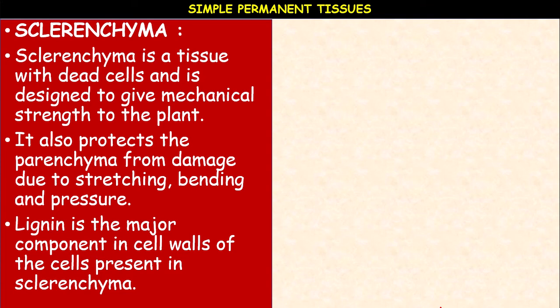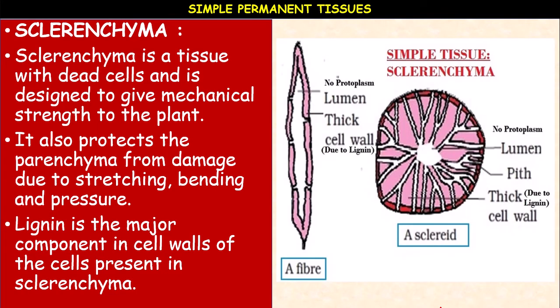Lignin is the major component in the cell walls of cells present in sclerenchyma. Sclerenchyma is a simple tissue with no protoplasm, just lumen and thick, lignified cell walls. The fiber contains this sclerenchyma tissue. It is also present in the form of sclereids. Lumen, pith, thick cell wall, lignified cell wall, no protoplasm.